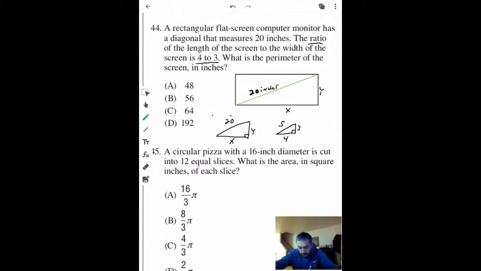But we don't have 5, we have 20. So how does 5 become 20? Multiply by 4. Which means we have to multiply all the other numbers by 4 to keep this proportion. 3 times 4 is 12. 4 times 4 is 16. There you go. x equals 16, y equals 12. Do some math: 16 plus 16 plus 12 plus 12 is 56. That's your answer.